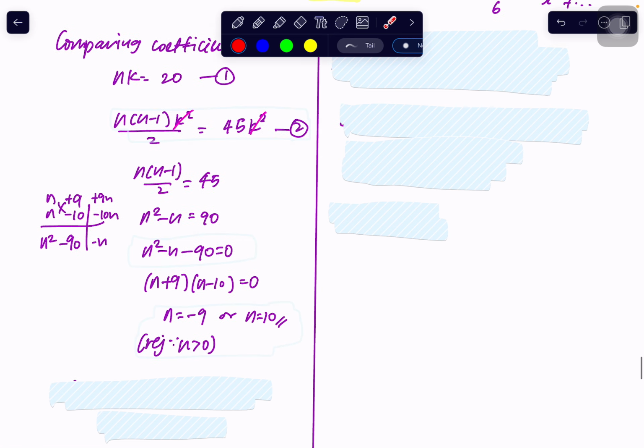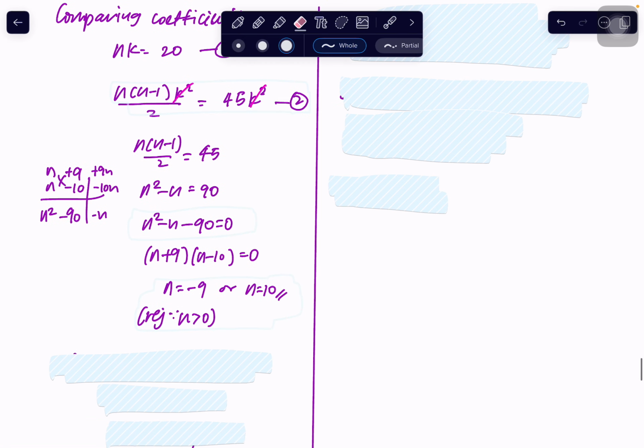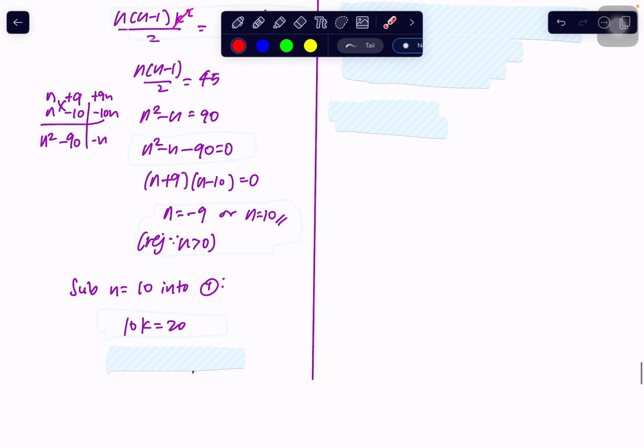Now knowing that n equals 10, I have solved one of the unknowns. I can substitute it back into equation 1 to solve for k. That's what I'm going to do. So 10k equals 20, and finally k equals 2.